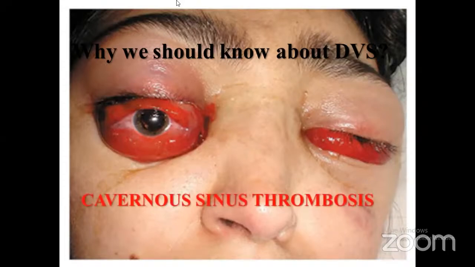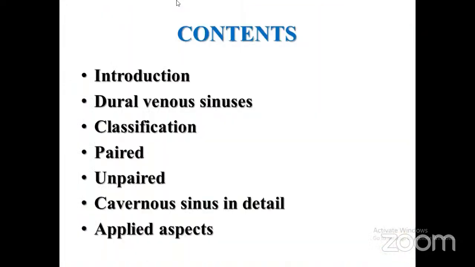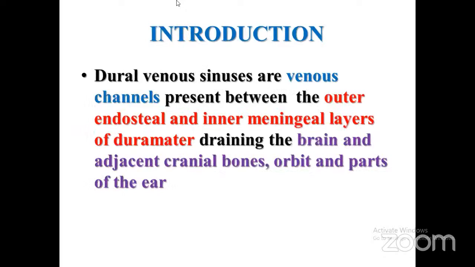So to understand the cavernous sinus and what the other dural venous sinuses are in detail, let us see the following contents. First we'll see what dural venous sinuses are, their characteristic features, and classification into paired and unpaired dural venous sinuses. And we'll see the cavernous sinus in detail, as it is a very important sinus because it is surrounded by around five cranial nerve branches, and it also has a relation with the internal carotid artery. So let's begin.